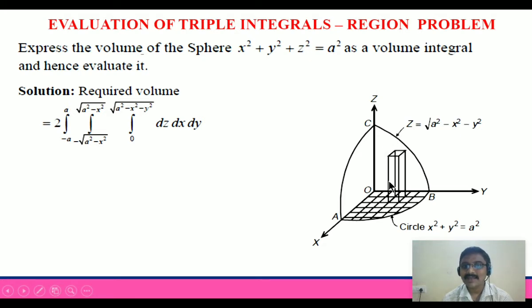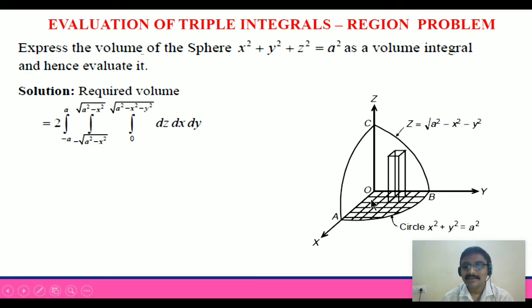Similarly, the volume region lies in the eighth octant also. So in that we will have to take a negative root of a square minus x square minus y square as the lower limit of z, because the strip extends to the lower side and touches the sphere. So z limits are negative root of a square minus x square minus y square to positive square root of a square minus x square minus y square. But here we are taking 2 into, because the integrand function is an even function.